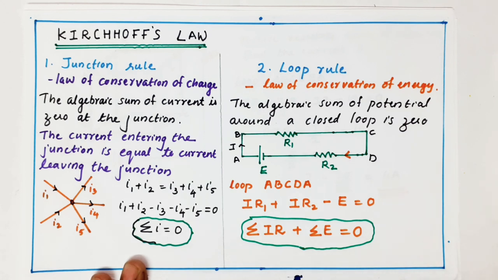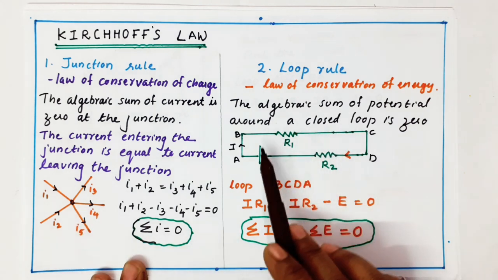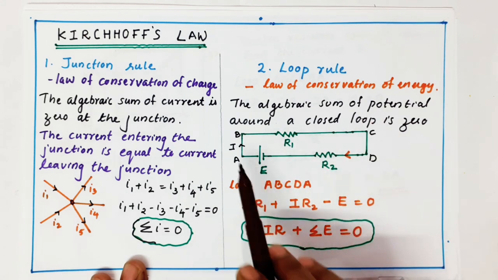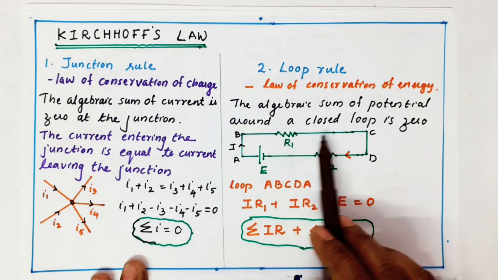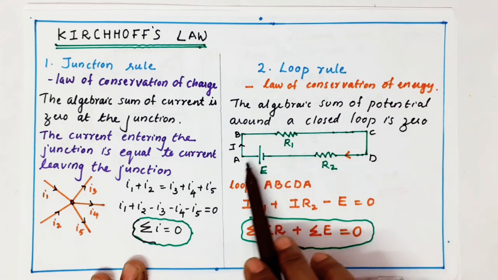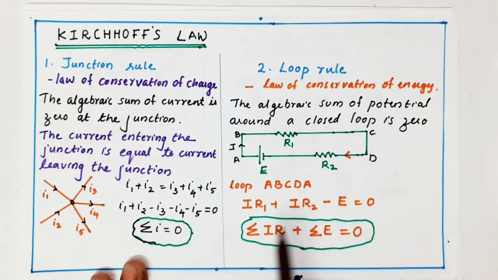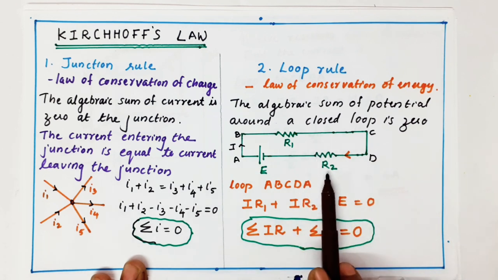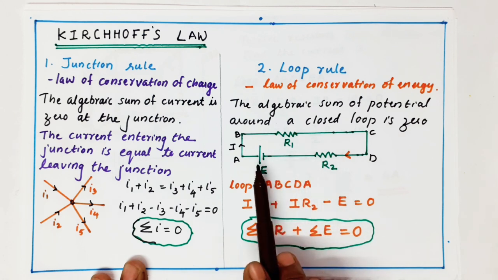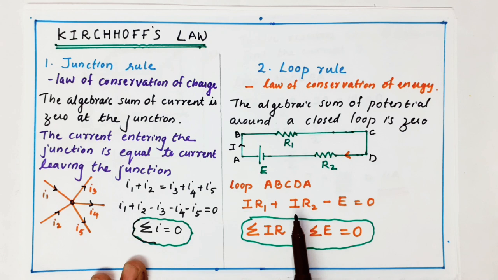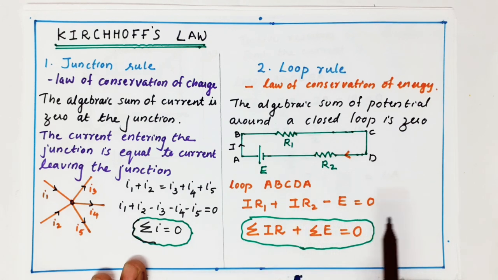Loop rule means, instead of a junction, I take a loop. Here I have taken a loop with a cell and two resistors. The current comes out from the cell, passes through R1 and then to R2. Now, if you take the closed loop A, B, C, D, A, the voltage across the first resistor is IR1, and the voltage across the second resistor is IR2. That should be equal to the voltage of the cell. Or I can write IR1 plus IR2 minus E equals 0.